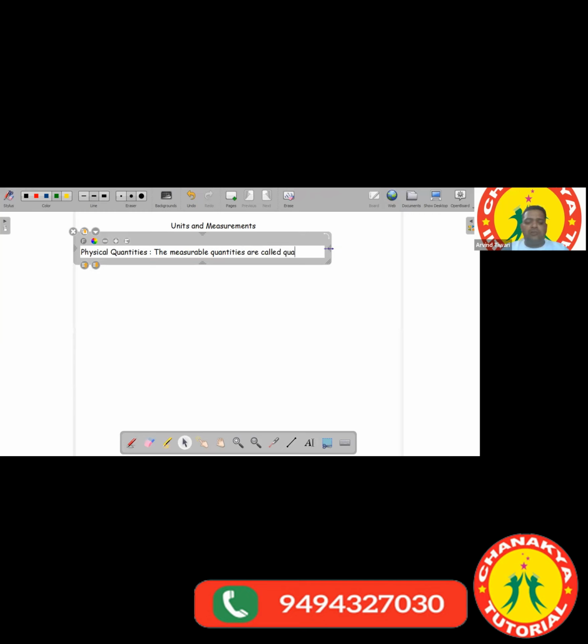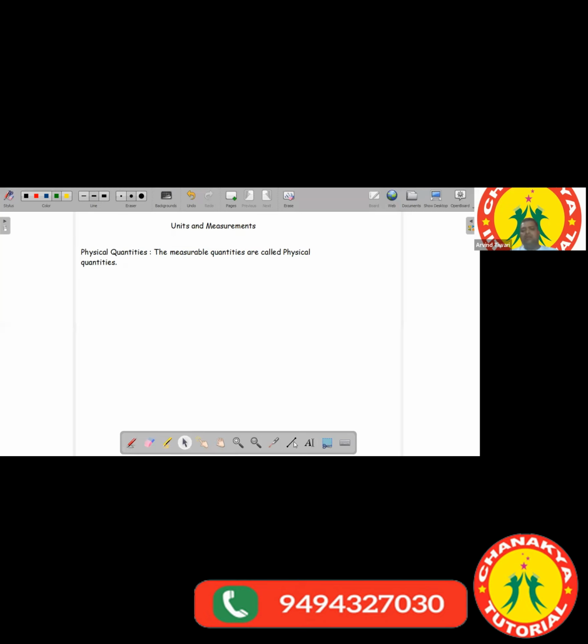So can you give me the names of any measurable quantity? Distance. Speed, mass. Very good. So see, these are the physical quantities which generally describe an object, its position, its properties, various things of an object, they are described.